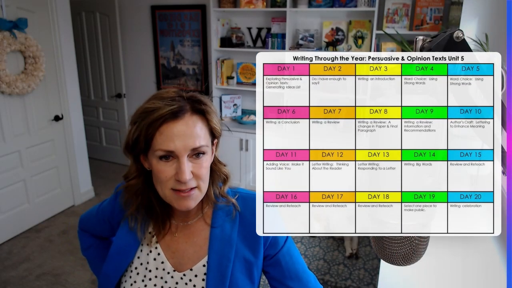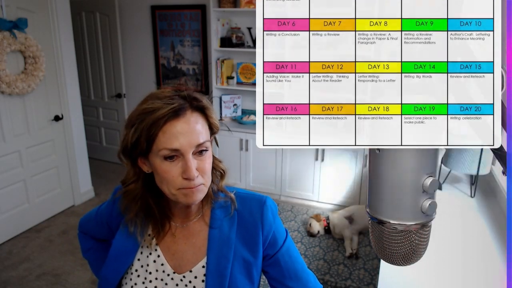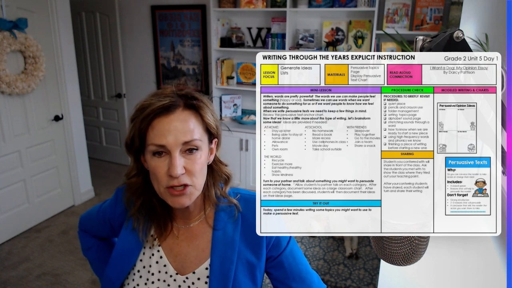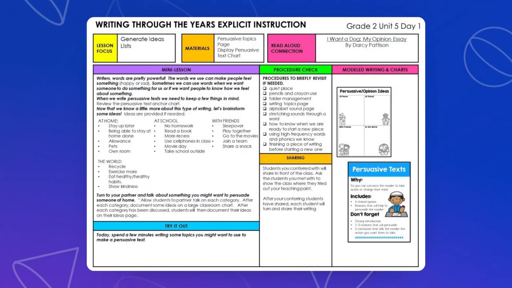Here are your lessons. Again, 20 days. And this is where you're going to look at your first lesson. Persuasive and opinion texts. This is where we're going to start working on those lessons here. I've added a few ideas there to give you an idea of different types of things that students might put under persuasive and opinion writing.